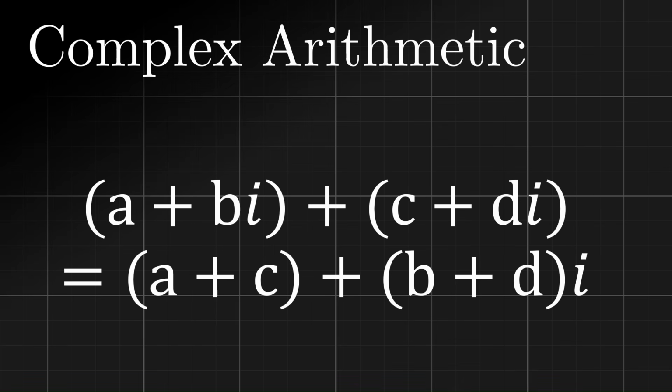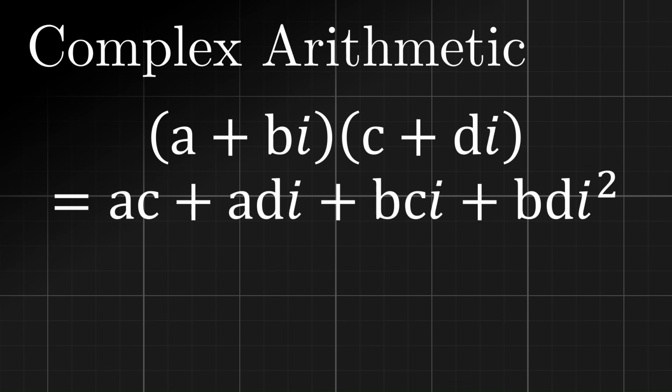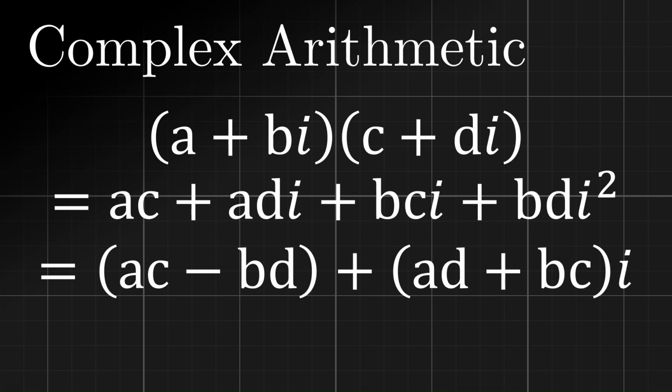Addition and subtraction are very straightforward. You just combine the real parts together and the imaginary parts together, just like combining terms in algebra. So (3 plus 4i) plus (6 minus 2i) equals (3 plus 6) plus (4 minus 2)i, which equals 9 plus 2i. Multiplication also works like multiplying binomials. Use the distributive property, like FOIL, and remember that crucial fact that i squared equals -1.